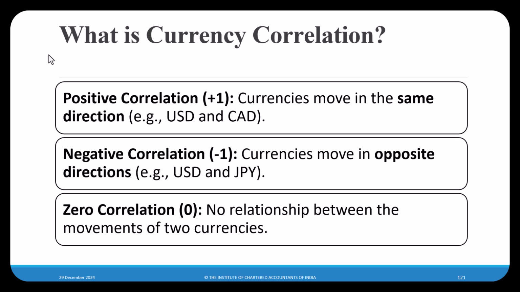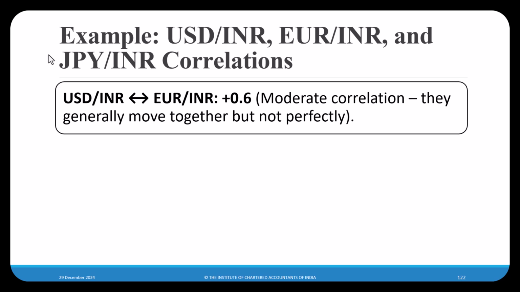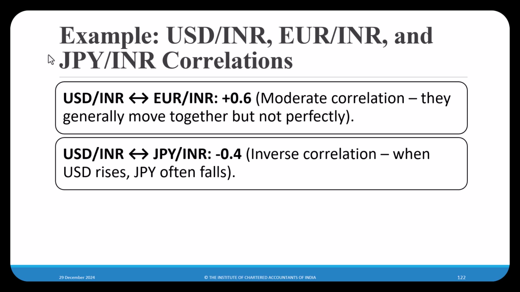Zero correlation means no relationship between the movement of two currencies. Okay, fine. So this is currency correlation. Now, let's complete this example, then I'll show you the dollar index. The US dollar versus INR and the euro have a moderate correlation. They generally move together, but not perfectly.